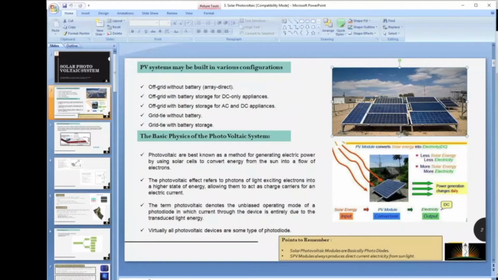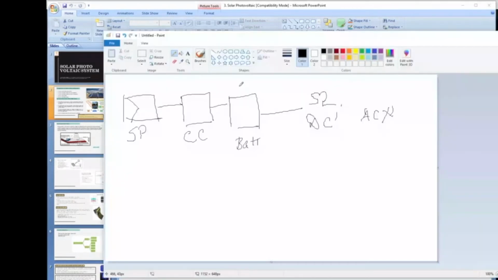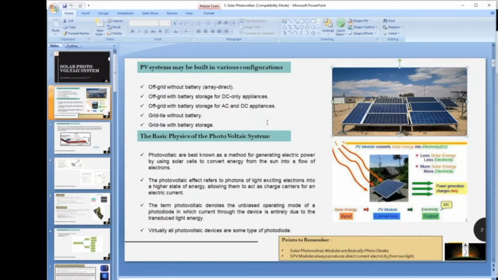Next is the off-grid system. The only change here is that we are using a battery for storage. This is where we are using a battery in the first system. This battery won't be there in the first system. It would be there in the second system. Clear? This is the basic difference between the first and the second system.